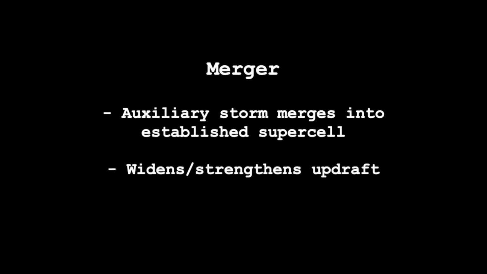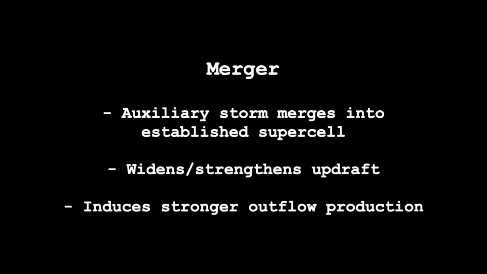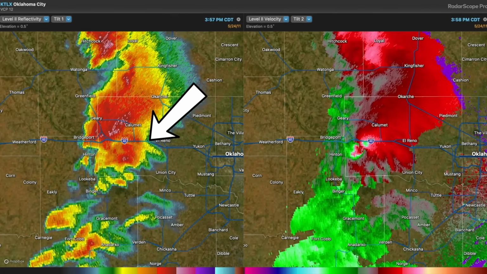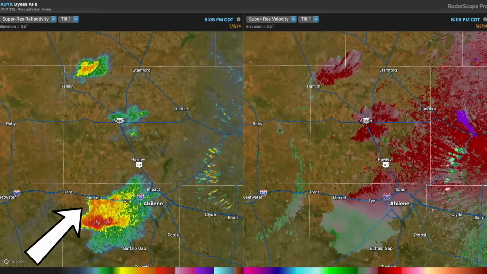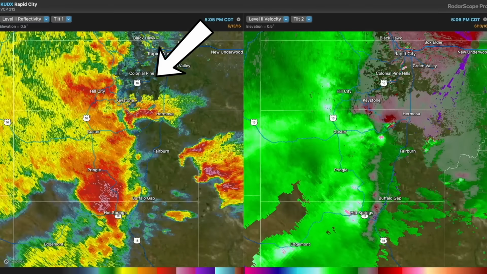Let's take a look at some radar data of the multitude of storm interactions that can aid in tornado genesis in supercells. The first is the classic merger, in which an auxiliary storm merges into an established supercell. Storm chasers already monitor for these mergers closely, as they're known to frequently induce tornado genesis. They lead to the widening and strengthening of the main supercell's updraft and can increase outflow production to achieve the inflow-outflow balance. Mergers include a right-moving supercell colliding with another type of convective object, including a small shower or non-supercell storm, a left split from another supercell, or a QLCS.